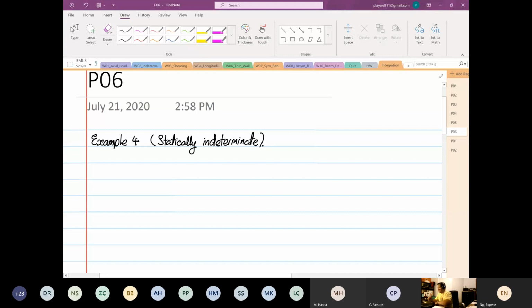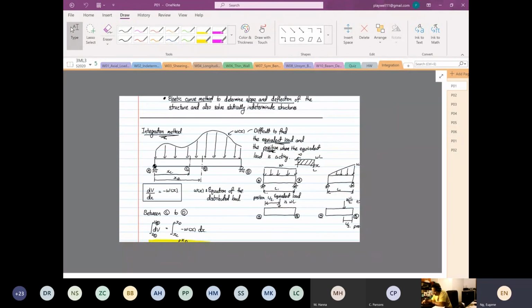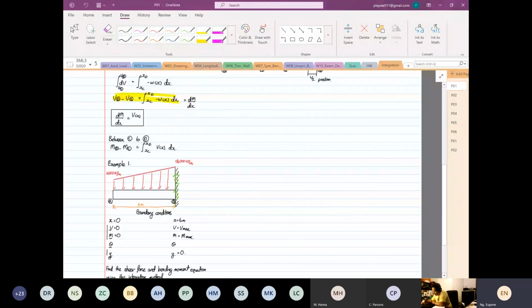So like what we have learned before, remember we started solving statically indeterminate structures. We not only look at the reaction force, but we also look at the deflection. This is what we're going to do. Same thing, we're going to incorporate the reaction force and the deflection to determine a statically indeterminate structure. Now, can you all realize something? Next week is the last week of the lecture.